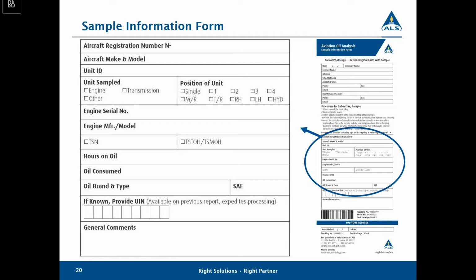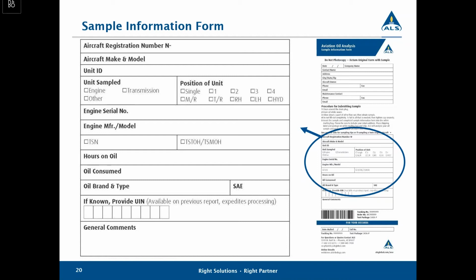Aircraft registration number, the N number, it's kind of our universal way of identifying your aircraft. It's the way you identify it, the way it's registered, and that's how we like to do it as well. It makes it really easy when you call in. Our staff is very aware. If you know that you're calling in for aviation oil analysis, they're going to ask you for the tail number. So it makes it very easy.